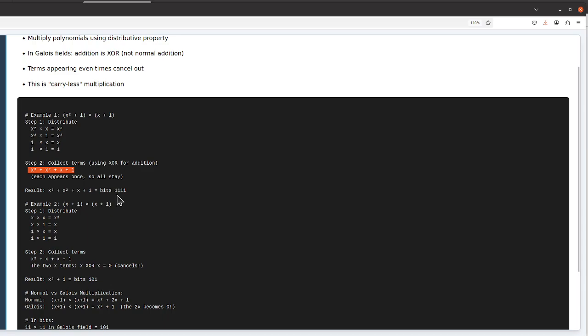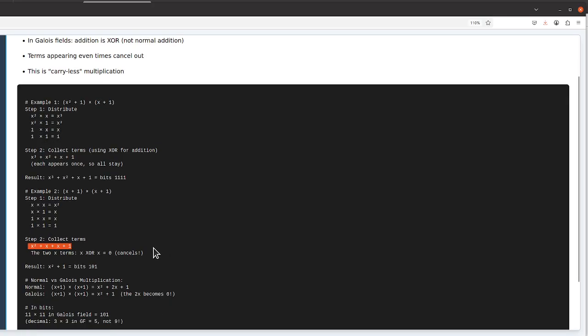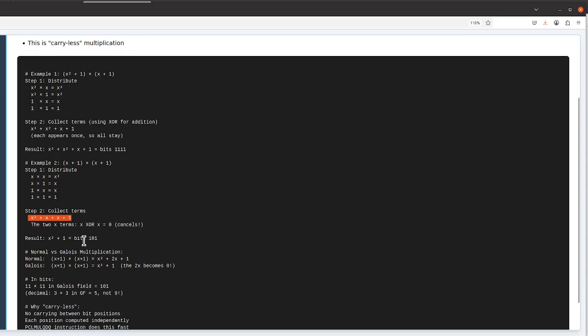Let's try an example where it matters. Multiply x plus 1 times x plus 1. Normal math. x times x equals x squared. x times 1 equals x. 1 times x equals x. 1 times 1 equals 1. We get x squared plus x plus x plus 1. In normal math, that's x squared plus 2x plus 1.